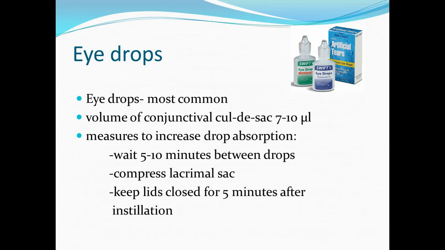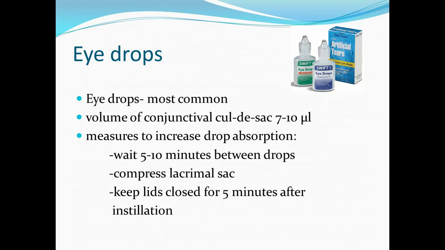So eye drops are the most common mode of drug administration in ophthalmology. The normal volume of conjunctival sac is around 7 to 10 microliters. So we instill one drop inside the eye because the conjunctival sac has a capacity to just take one drop. If you put more, the excess drops just go out.